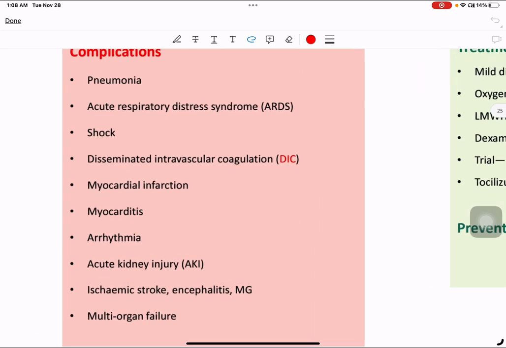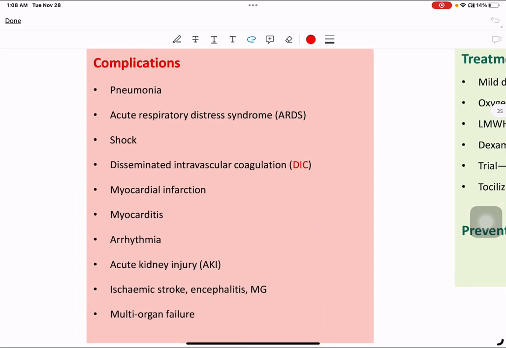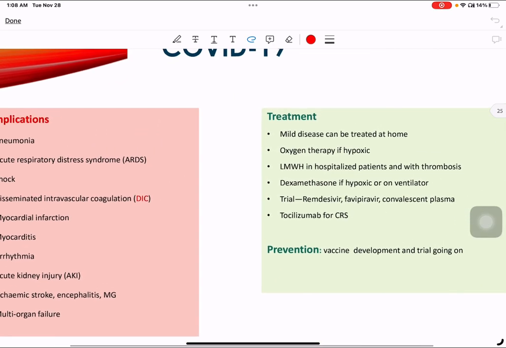COVID-19 patients usually have some complications like pneumonia, acute respiratory distress syndrome, disseminated intravascular coagulation, shock, myocardial infarction, myocarditis, arrhythmia, acute kidney injury, ischemic stroke, encephalitis, myasthenia gravis, multiple organ failure.